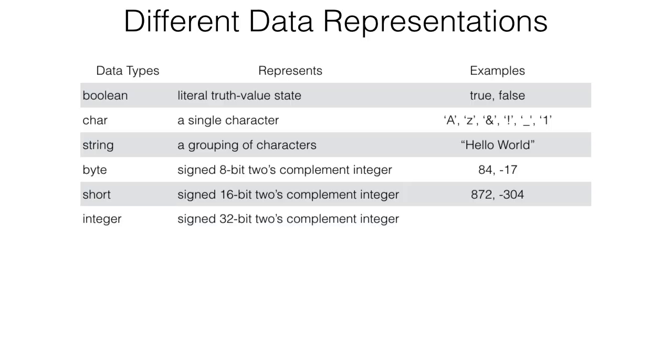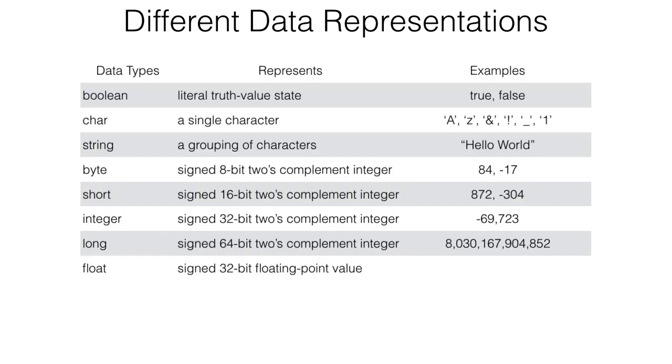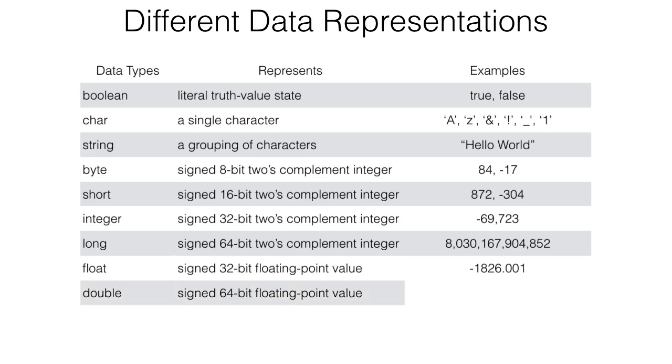Integer. An integer is a signed 32-bit 2's complement integer. Notice that my bits keep going up. Here, in this case, I have -69,723. That's an example of a 32-bit signed integer. How about a long? Take a look at the pattern. What do you see? I went from an 8 to a 16 to a 32. I bet you can guess this one. This would be a 64-bit 2's complement integer. So here's a really big number. This would be a long. How about a float? This would be a 32-bit floating point value. So therefore, notice that it has a decimal point in the number. How about a double? Well, that would be a 64-bit floating point value. And notice that we start getting into very large numbers or very small numbers.